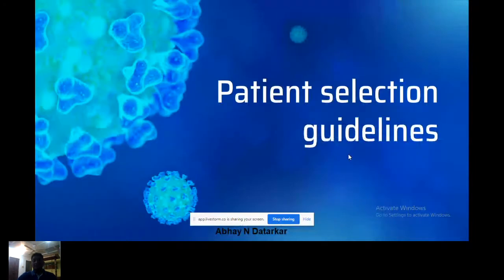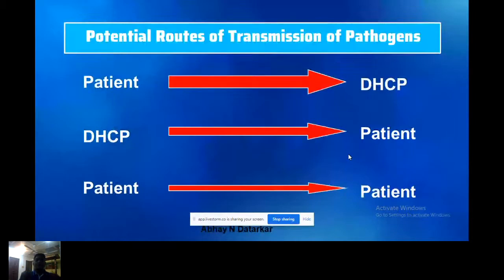Okay, as far as the patient selection guidelines, what we recommend. These are the three very important things: how the potential route of transmission of the pathogen or the virus can happen. There is the highest possibility of spread of this virus from the patient to the dental health care providers. From a dental health care provider who is asymptomatic but a carrier, it may again spread to the patient. And from patient to patient, if there are multiple patients sitting in your operatory, waiting area, or reception area, there is always a possibility that this disease may spread from patient to patient.